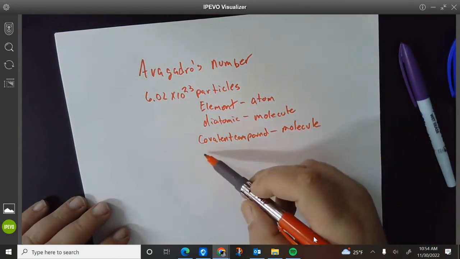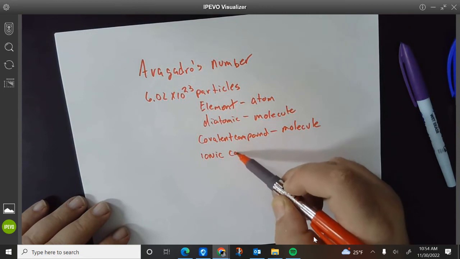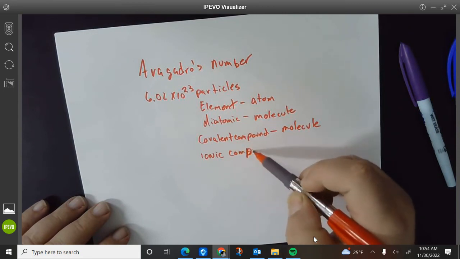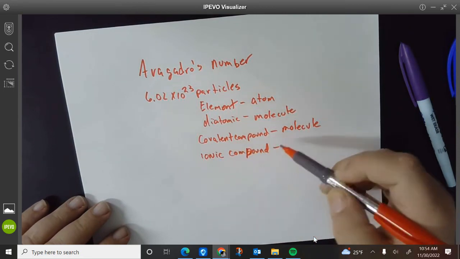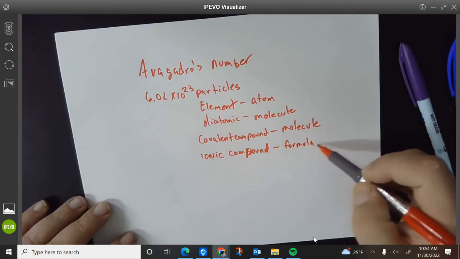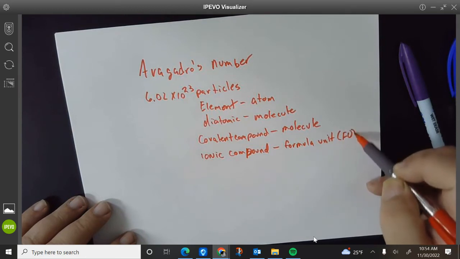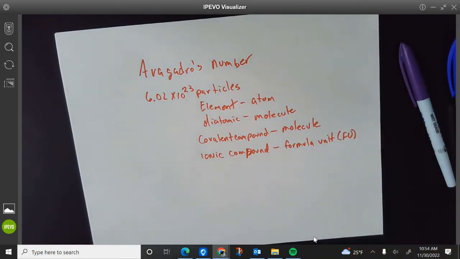And now my favorite, if I'm looking at an ionic compound, the smallest unit is called a formula unit, or an FU for short. Now you see why I like it so much? Because my brain still thinks like a 16-year-old sometimes. And that's funny. I don't care who you are.